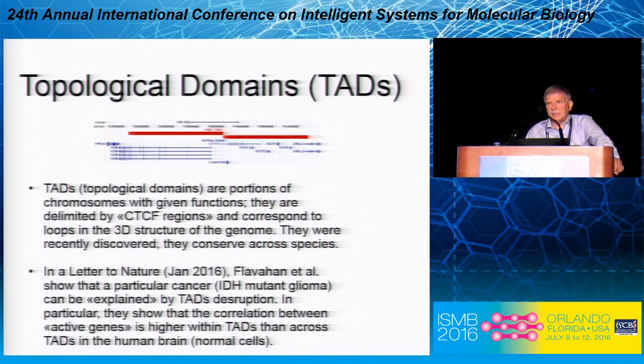boundaries between TADs which get destroyed, and therefore some genes which normally do not interact because they belong to different topological domains come in connection. In particular, it showed that there are oncogenes which are specifically related to IDH mutated glioma, which are, let's say, not regulated in this particular disease.